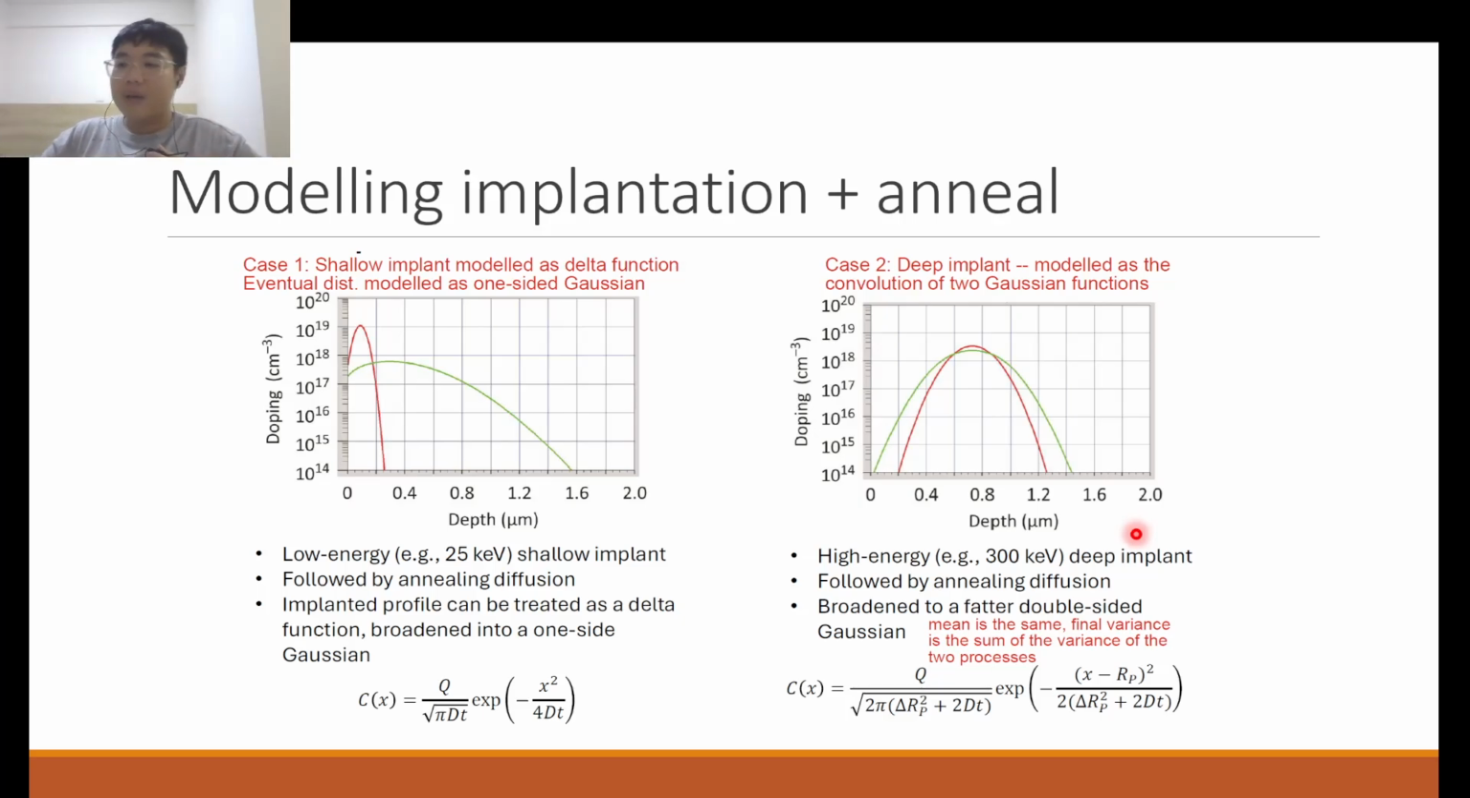We can show mathematically that the result is a convolution of two Gaussian functions, which gives a simple expression. The peak of the diffused and annealed profile, the green profile, is still at RP, the projected range of the implantation step. However, now the spread of the distribution has two terms: delta RP, which came from the implantation step, and 2Dt, which came from the annealing step, where t is the time of anneal. This is just for you to know. You may not really need to use these mathematical equations.